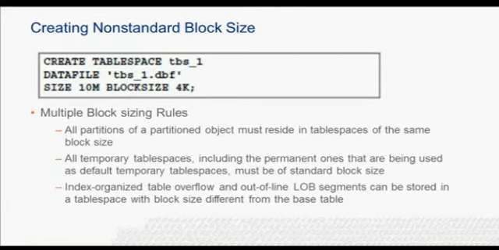A number of rules apply to the use of variable block sizes. All partitions of a partitioned object must reside in tablespaces with the same block size. All temporary tablespaces must be of the standard block size. Index organized table overflow and out-of-line LOB segments can be stored in a tablespace with a different block size than that of the base table.